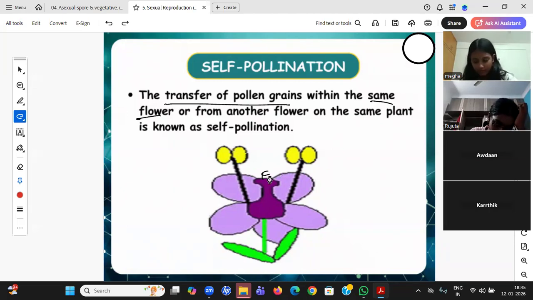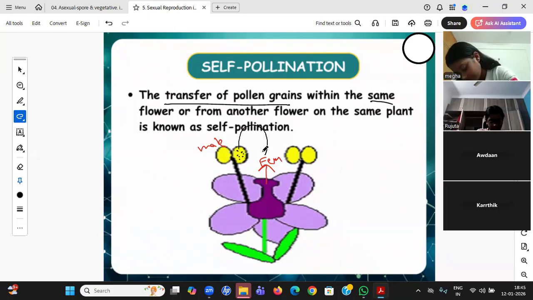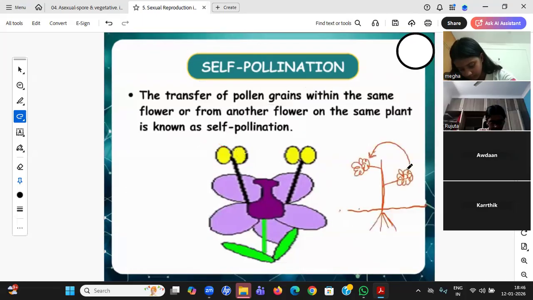So you see, the center part is the female part, and this part is the male part. There are pollen grains, which are the reproductive cells, here. These need to be transferred. If they are transferring in the same flower, from here to here, we call it self-pollination. Not only that, if they are transferred to another flower in the same plant, from this one flower to another flower of the same plant, in both scenarios we say it is self-pollination.